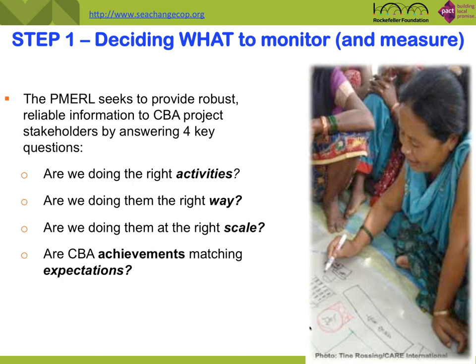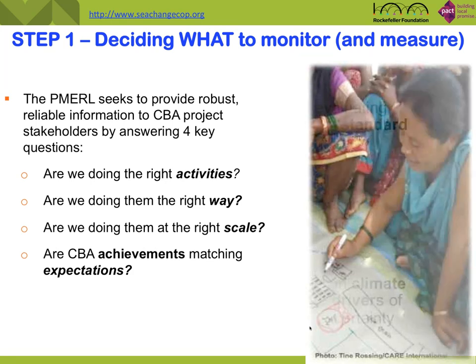So the final question: are the CBA achievements actually matching expectations? If we answer this question, it actually helps track activities and monitor progress against the objectives in the community-based adaptation plans. It also helps ensure accountability, not just to the stakeholders involved, but also to practitioners and managers and donors that are involved, and that are looking at how CBA is being undertaken and how resources are being used. We feel that by focusing on learning, the PMERL encourages us to ask if, why, and how CBA initiatives are staying on track, and we strongly believe in that process.